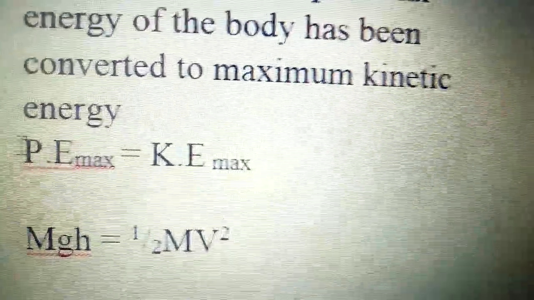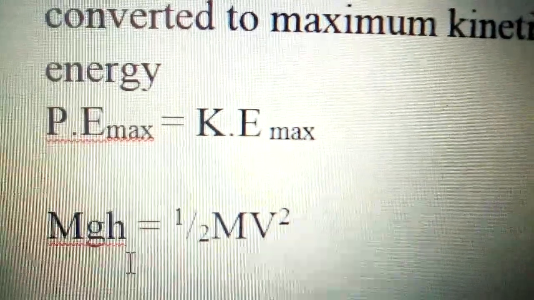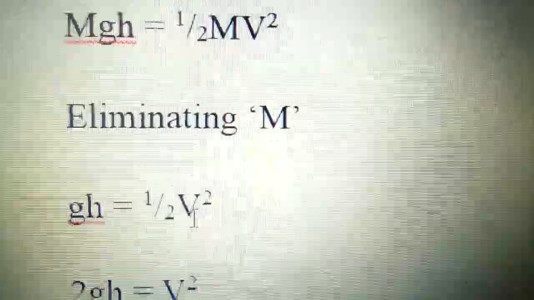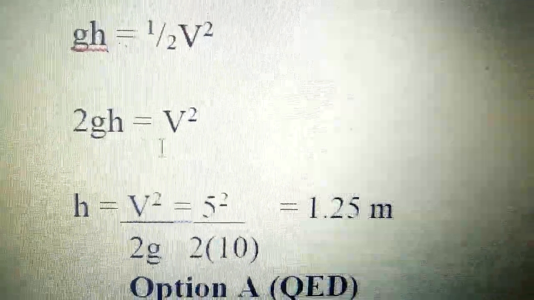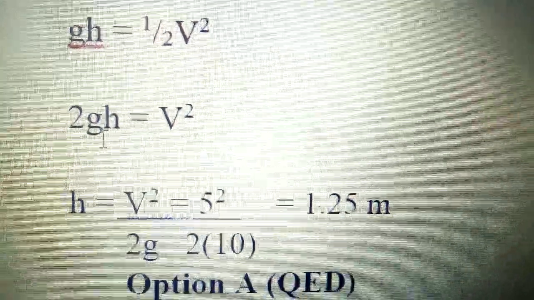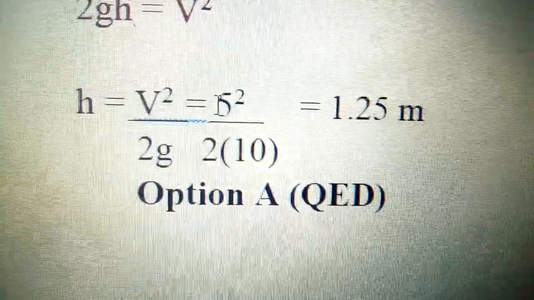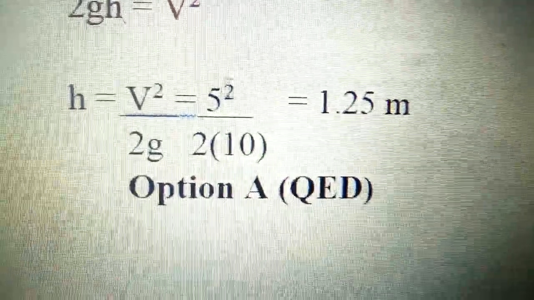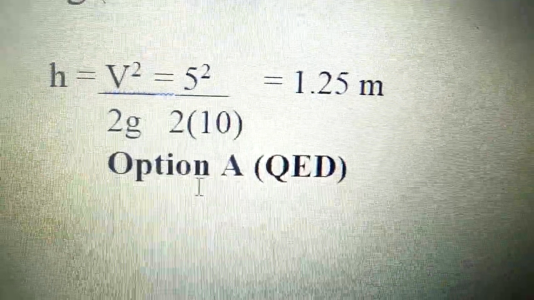So we can now say PE max equals KE max. Potential energy is mgh, kinetic energy is half mv squared. Eliminating m on both sides, m cancels m, we now have gh equal to half v squared. Cross multiplying, 2gh equals v squared. Making h the subject, dividing both sides by 2g, we have h equal to v squared over 2g. Then substituting the velocity of 5 meters per second and the acceleration due to gravity as 10, we have 5 squared, 25, over 20, giving us 1.25 meters. The answer is option A.